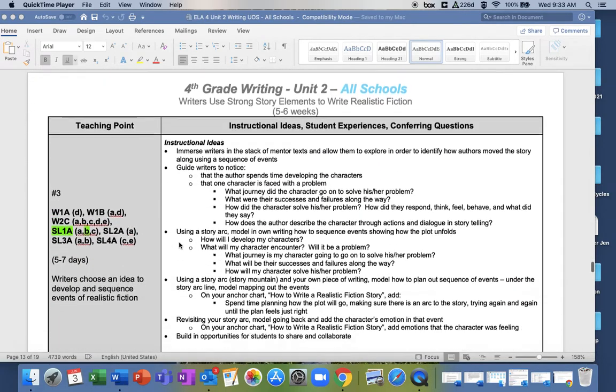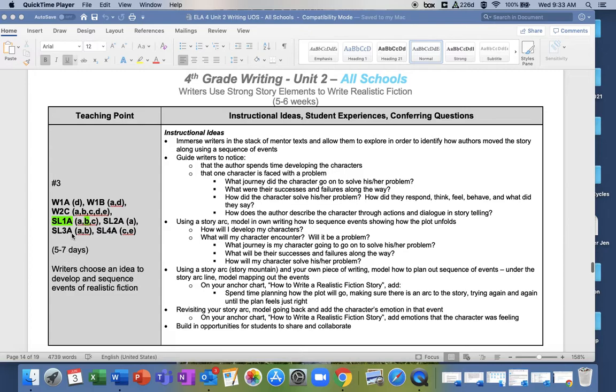As I continue to scroll, now we're on to teaching point 3. This one has the standards as well. Now this teaching point is asking us to spend 5 to 7 days. So this is where writers choose an idea and they develop a sequence of events for realistic fiction.